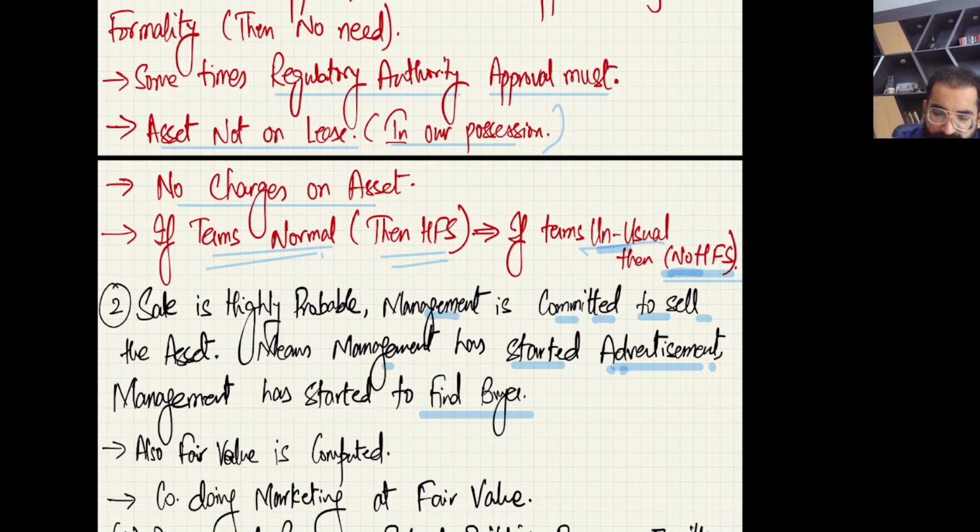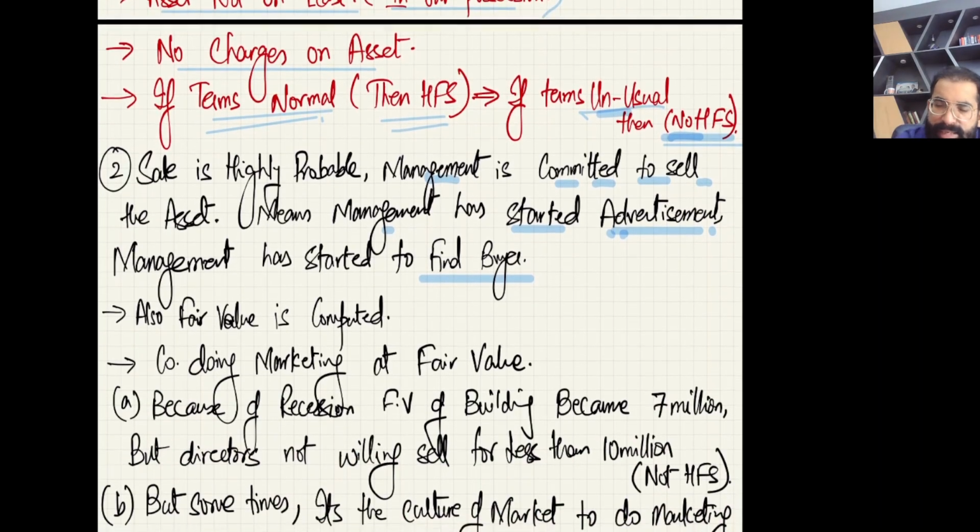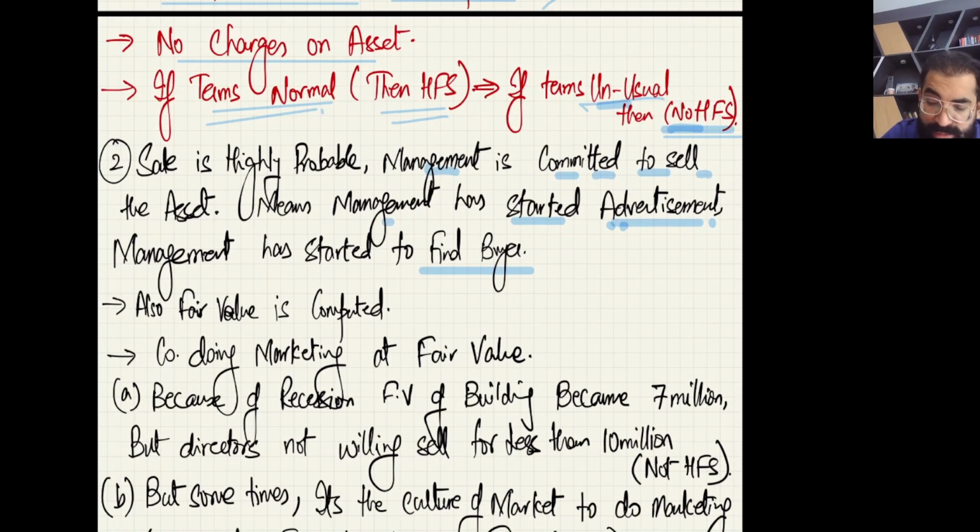Right. Then the second point, sale is highly probable. Management is committed to sell the asset, means management has started advertisement. Yes, management has made a plan to sell the asset. Advertisement has already been started. Management started to find the buyer, or we can say management has also calculated the fair value. It's very common. Whenever you need to sell any asset, first you calculate the fair value. Okay, so fair value computation is done.